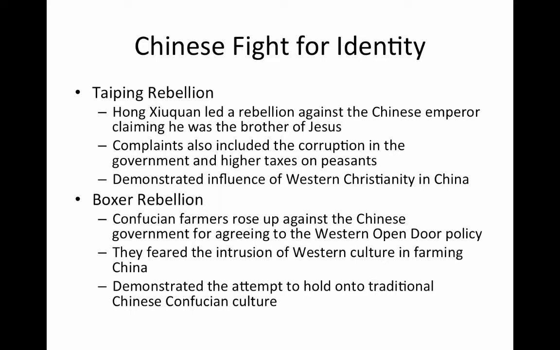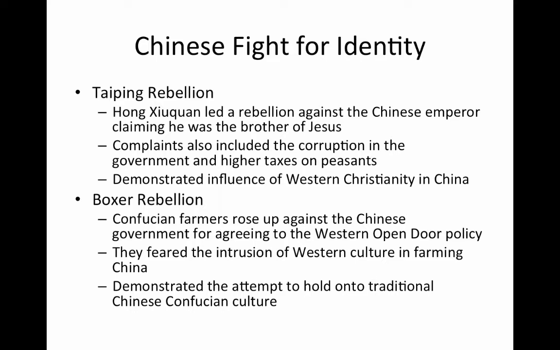What this demonstrates is the influence of Western Christianity in China, and in fact, the Taiping Rebellion was incredibly successful. The Taiping rebellious groups eventually took control of all of northern China. It was only at the last moment when the Qing nobility were able to unite and conquer the Taiping Rebellion and put it down. But it demonstrates how strong Western Christianity had become within China.